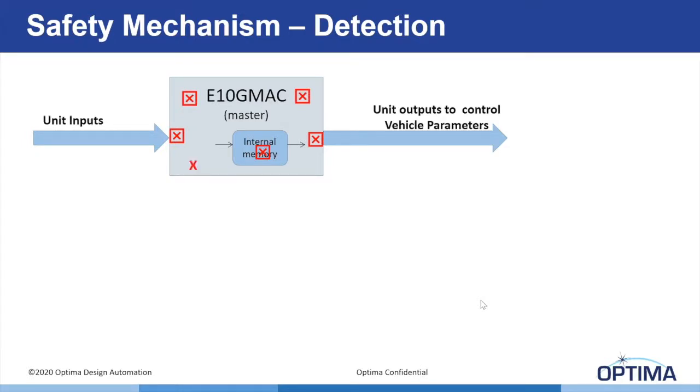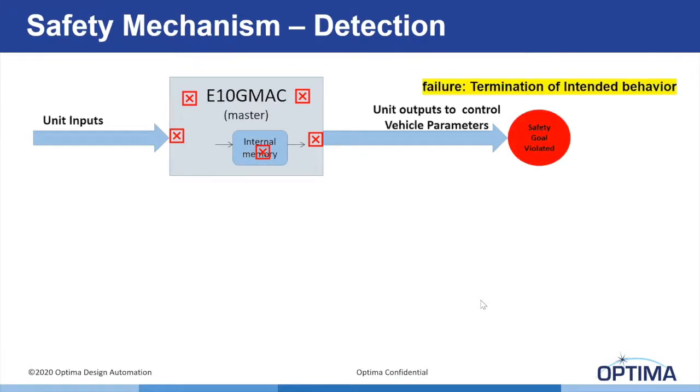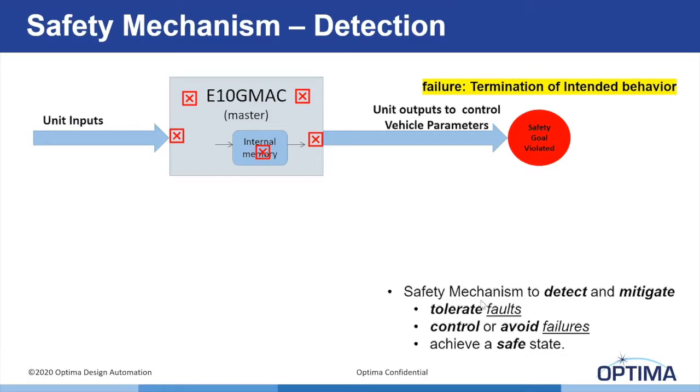So one of the faults can pass through and affect the vehicle parameters. That actually violates the safety goal. The failure, as defined in ISO 26262, is the termination of intended behavior. That means a fault that occurred inside 8N GMAC has actually violated the safety goal. So how do you detect them? A safety mechanism is supposed to detect, mitigate, and tolerate faults, control, and avoid failures.